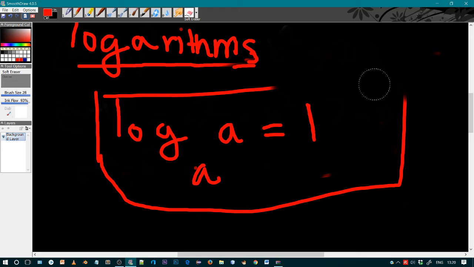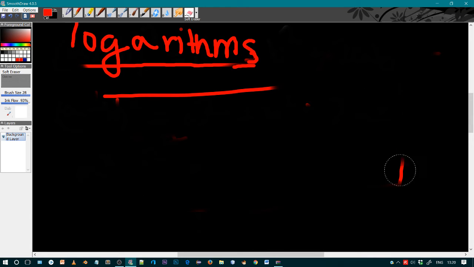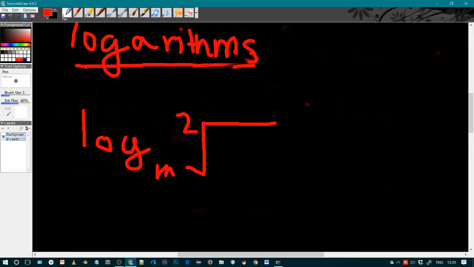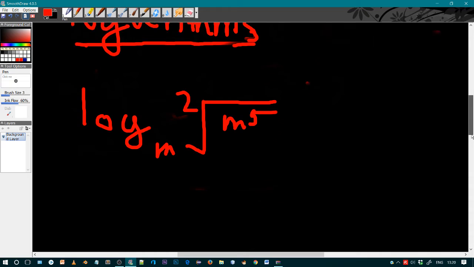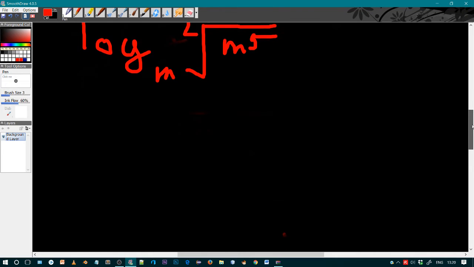So let's move on to problem solving. There are many more rules of logarithms. When we do those problems, I'll automatically introduce you to them, so don't worry. So I'm going to give you a slightly tougher problem here. Log base m of the square root of m to the power 5. You have to simplify this expression. You can take out the answer as well, but I'm asking you to simplify. So pause the video and give it a try.